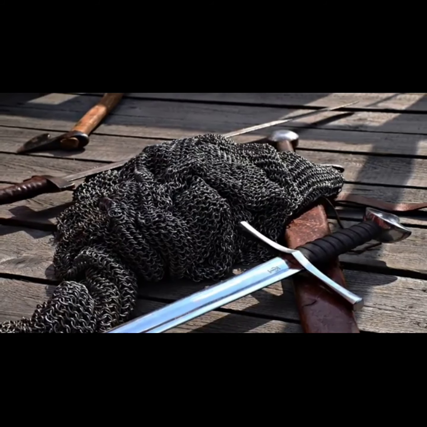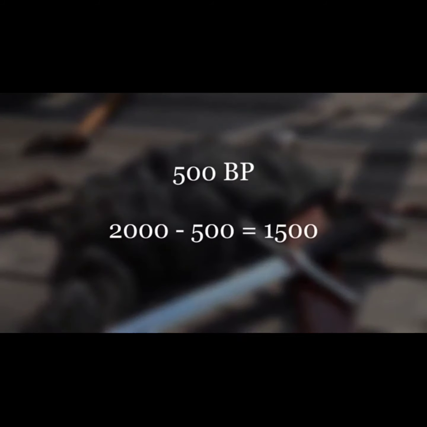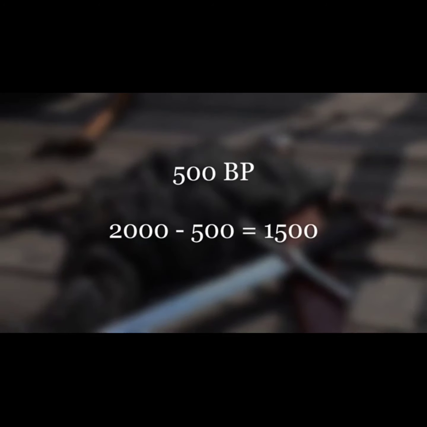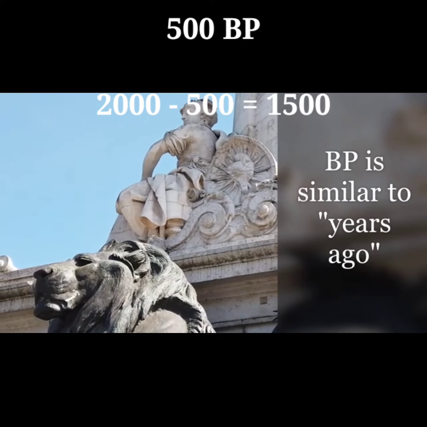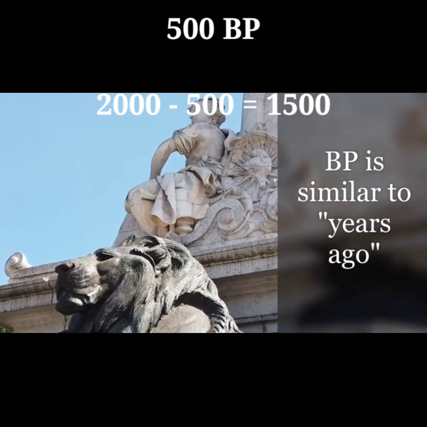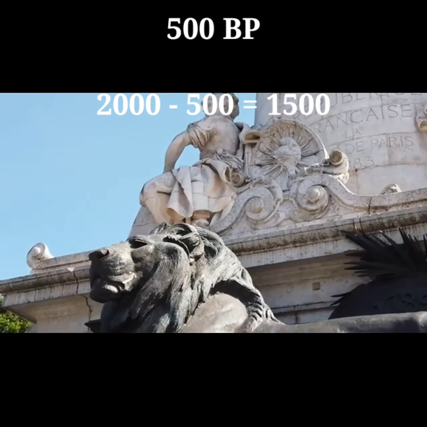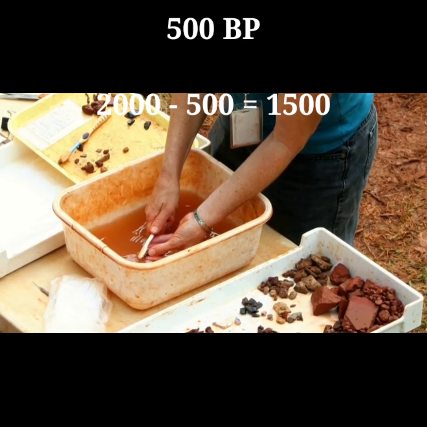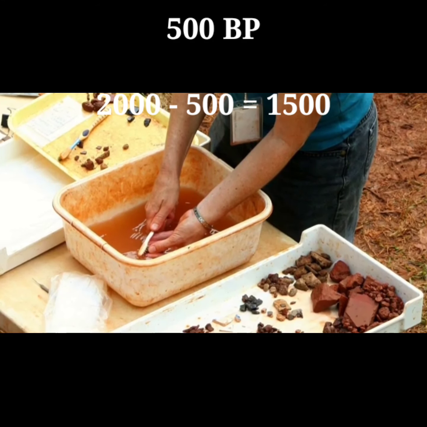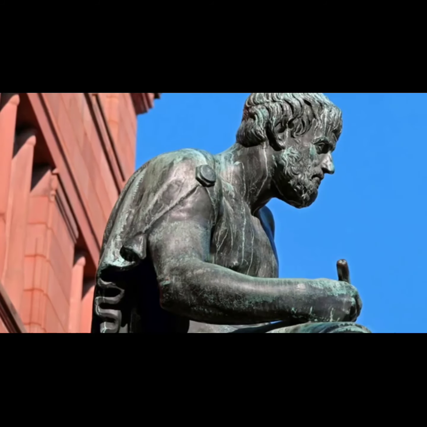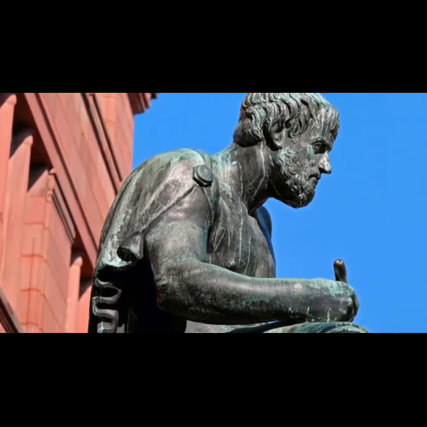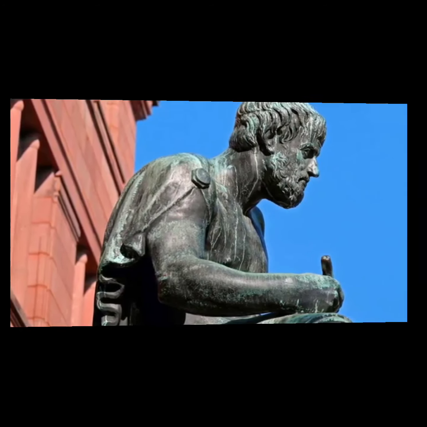It means the time period before 2000. If at a place it is written 500 BP, this means the time period 500 before 2000, that is 2000 minus 500 equal to 1500. It is commonly used by archaeologists for dating the age of the stones they found.